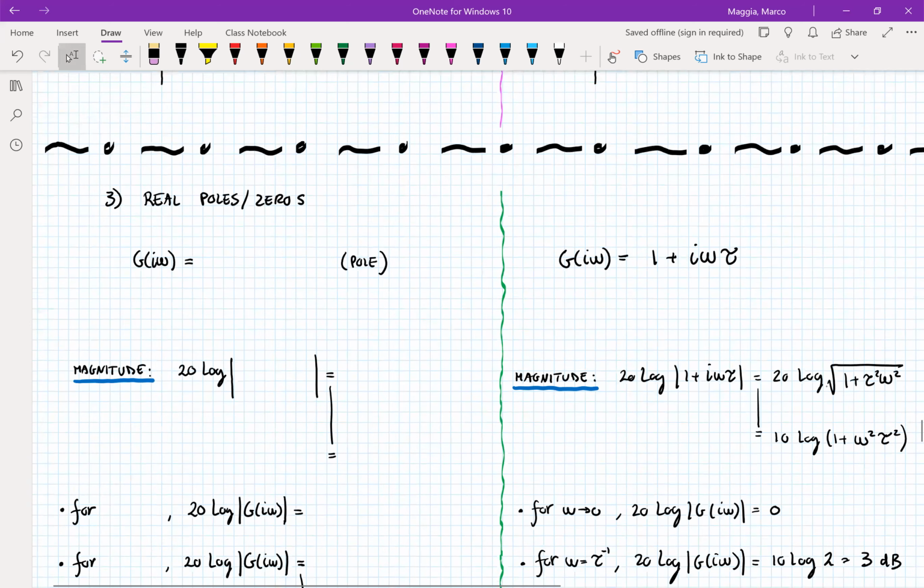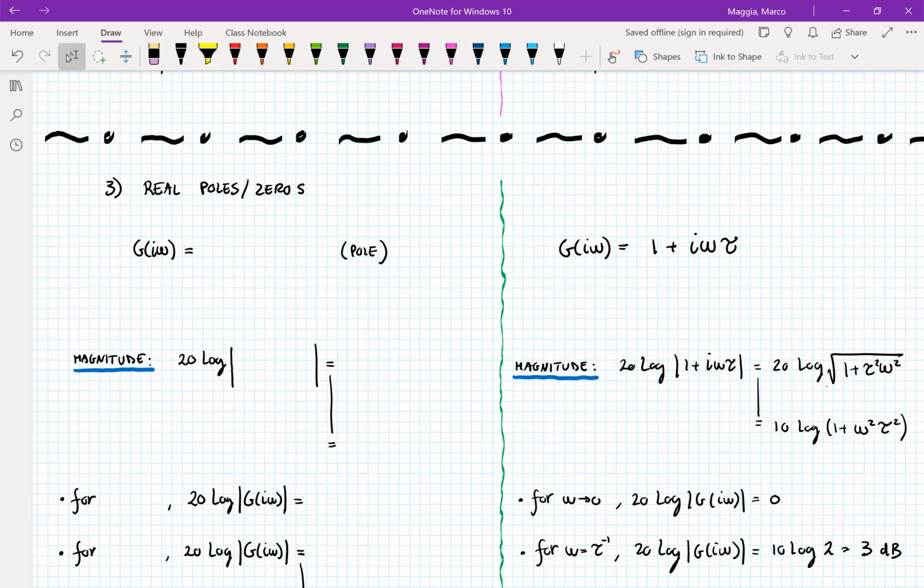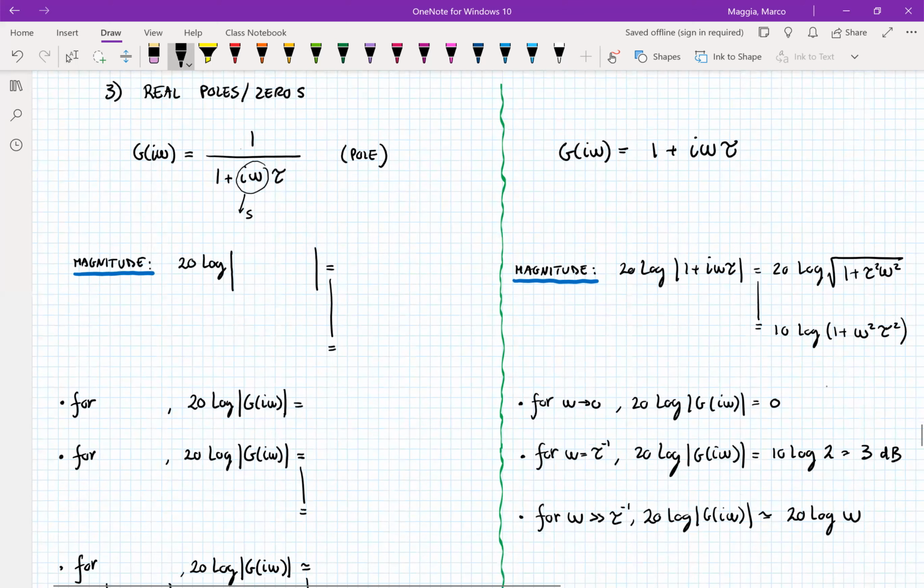Let's move on to considering real poles or zeros. So poles and zeros that are not at the origin. So in this case, just by considering one real pole, we have that the transfer function is 1 over 1 plus i omega tau. And again, the only thing that I've done is substitute s with i omega. Okay, so we're going to do exactly the same thing. So I'm going to go a little bit faster.